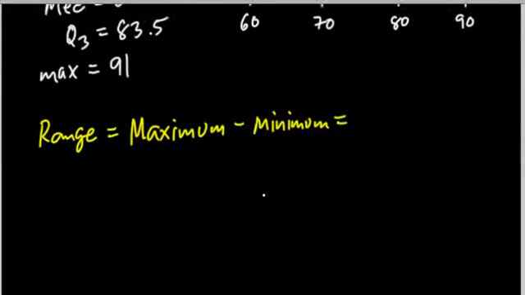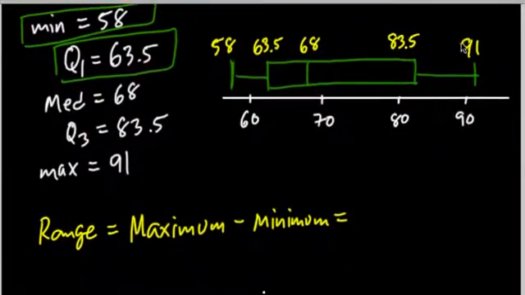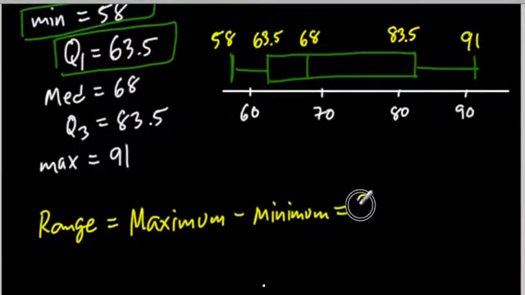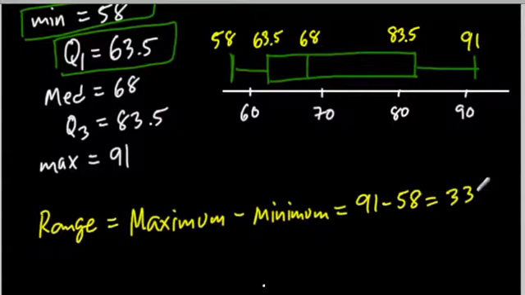So in this case, what is the maximum value right here? Our maximum value is 91, and our minimum value is 58. So our range, in other words the distance between the minimum and the maximum, is 33. So 91 minus 58 is equal to 33. So our range is 33.